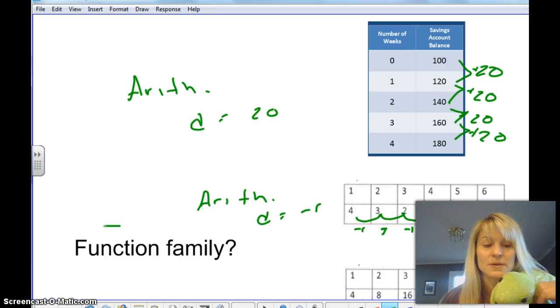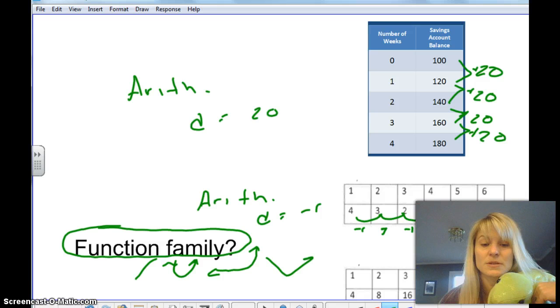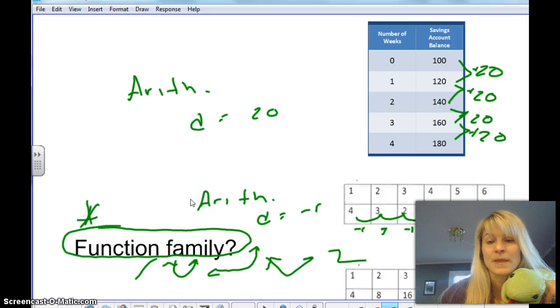So my question to you is, we've talked about function families all year round. If you forgot, function families are your linear, quadratic, exponential. We also did absolute, and then we did the piecewise. So I want to know, which function family do you think the arithmetic sequences belong to? So please answer this question. And then let's look at one more example here.